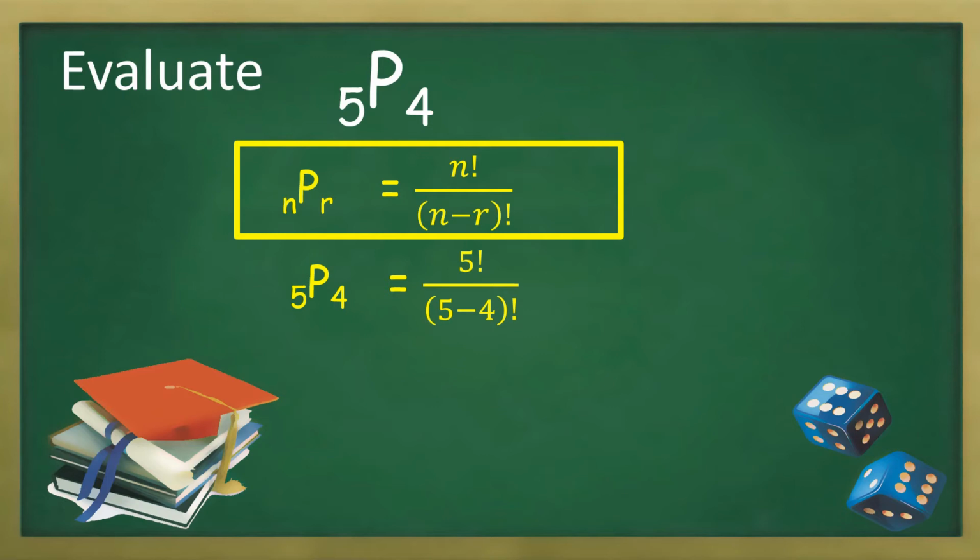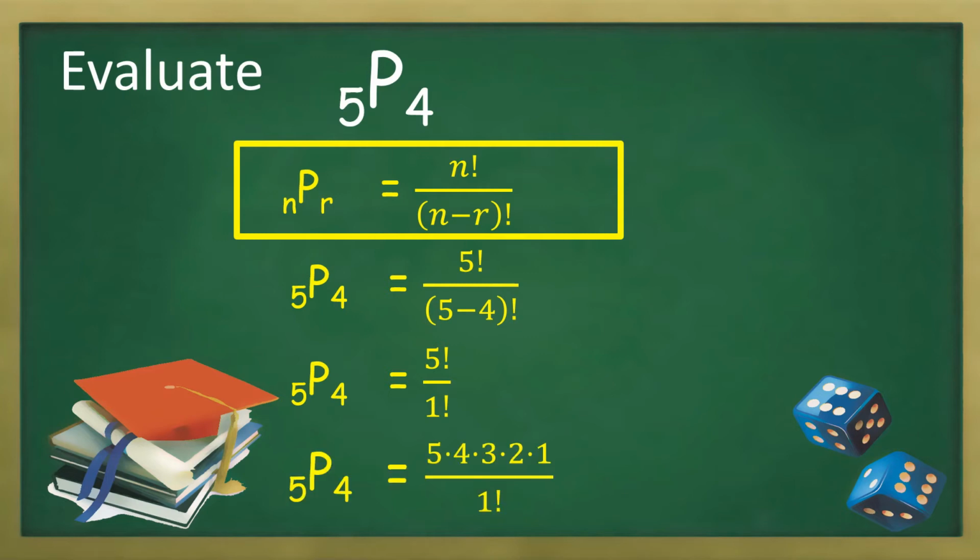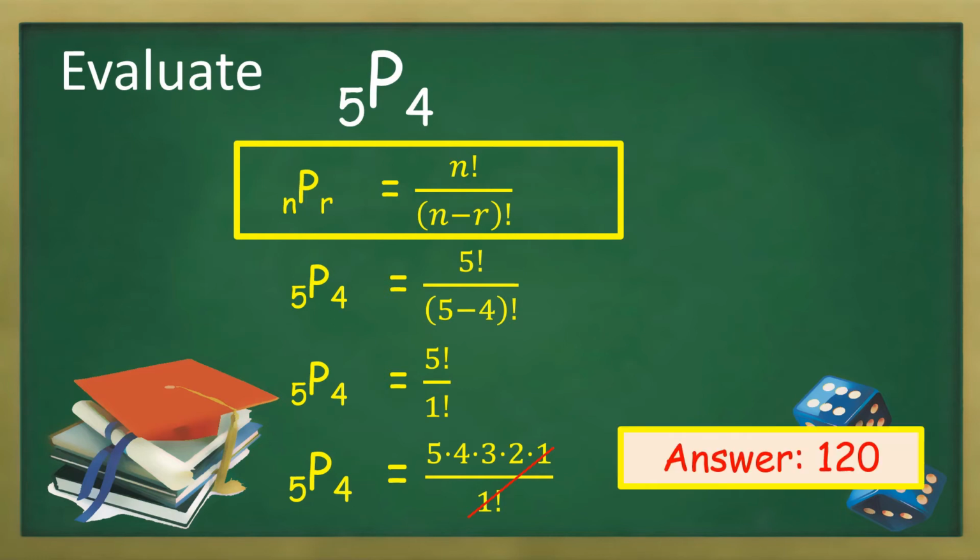Then solving for this one, we have to follow the PEMDAS rule. So we're going to work on the parentheses first, or grouping symbol. So therefore, we will have 5 factorial over 1 factorial. Then simplifying this will give you 5 times 4 times 3 times 2 times 1 over 1 factorial. Cancel 1 over 1, or you can just simply remove it. Then we will have 120. So if you evaluate 5P4, you will have 120.